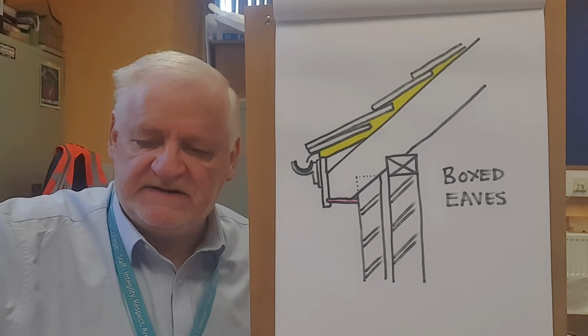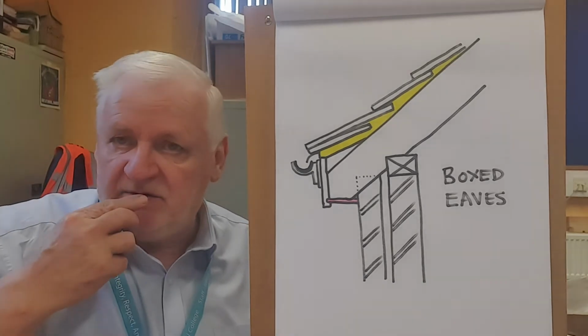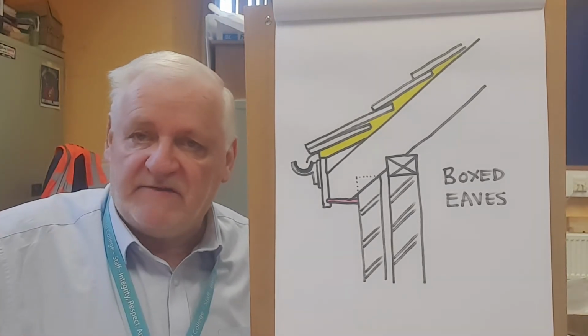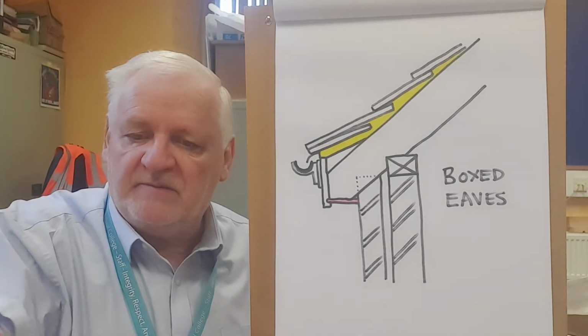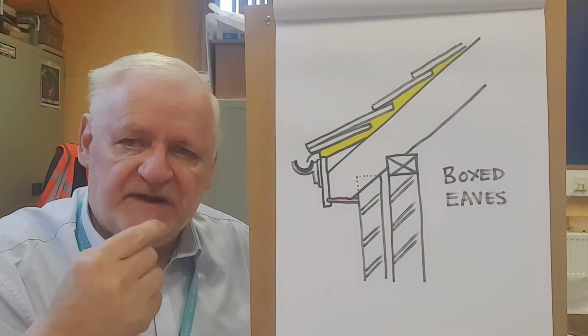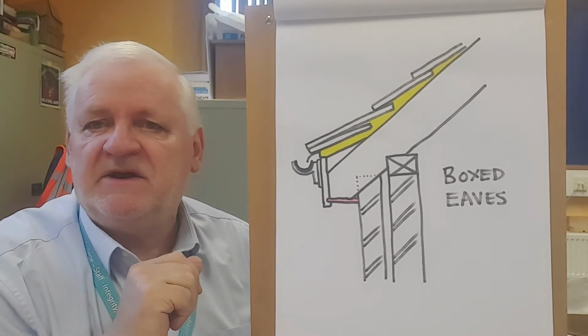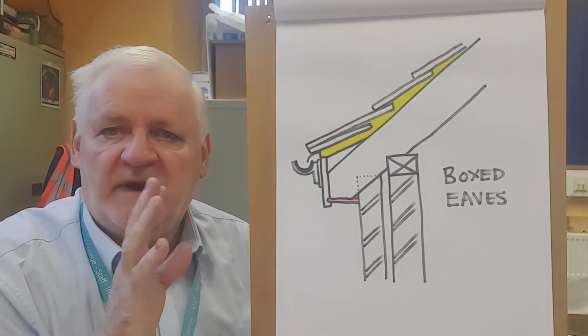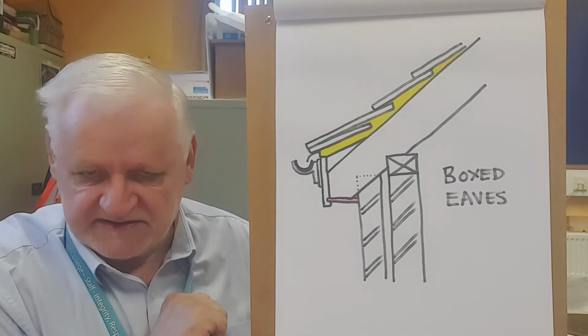So when you're on a site and someone says, go and get me a saddle board, or go and get me a valley rafter, or go and get me a cripple rafter, or go and get me a collar tie, all these phrases are phrases that just have to be learnt. Okay, and there's no way around it. It's something that just has to be done.